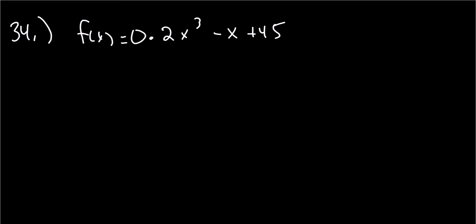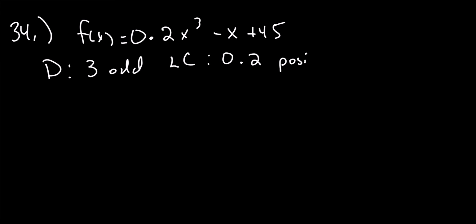All right, 34, very similar. I have degree, which is 3, which is odd. I have the leading coefficient, which is 0.2. So even though it's a decimal, it's still positive, which means the end behavior is odd and positive, so it goes down to the right, up and to the left.